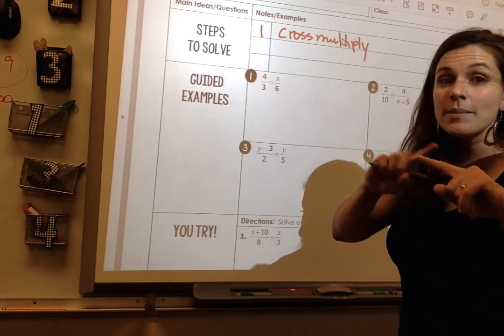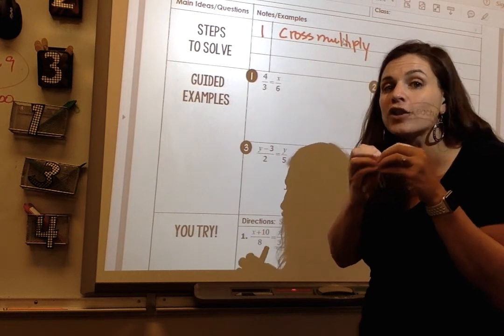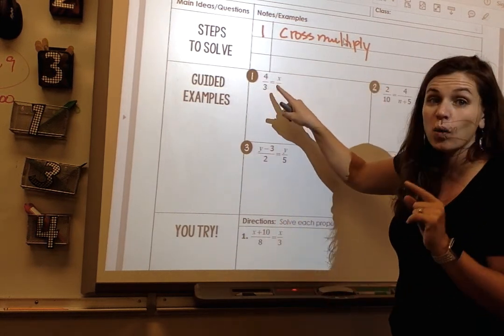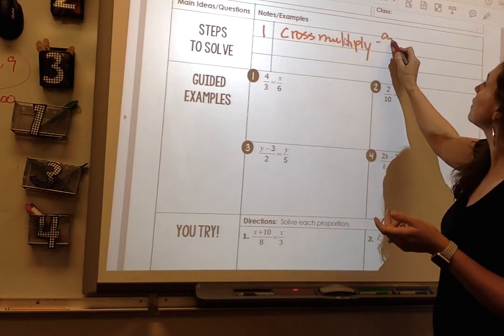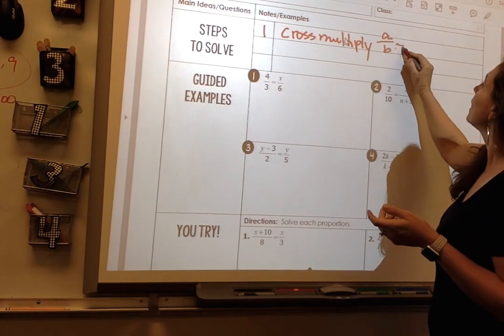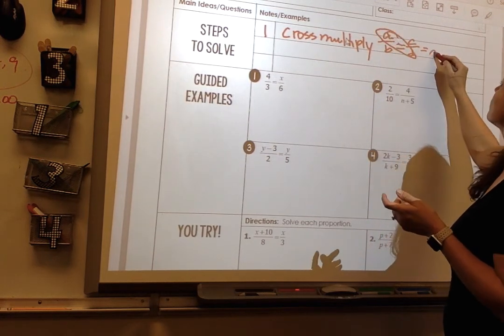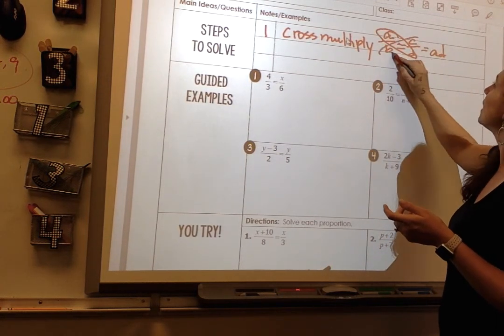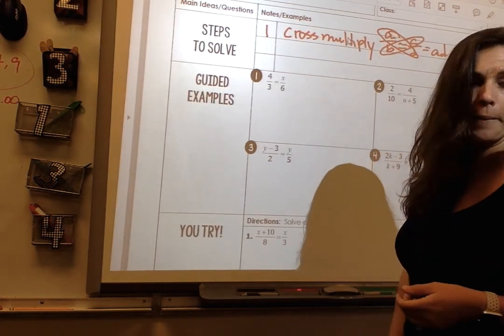This is not the same as cross-reducing. Remember, we cross-reduce when multiplying fractions. But now we have this equality, so now we cross-multiply. If you have a fraction a over b equals c over d, then I can cross-multiply to where ad is equal to bc. And we'll talk about what that means in a second.